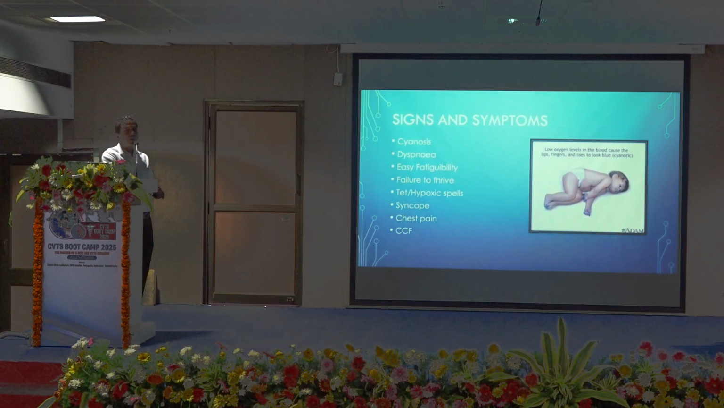So how do you diagnose these patients? Of course, it is a cyanotic heart disease, so cyanosis definitely will be there. That is the first criteria to see whether there is cyanosis or not. You can see the cyanosis in the nail beds, in the palm, sole, all mucous membrane. Then they can present with dyspnea, easy fatigability, failure to thrive, hypoxic or TET spells.